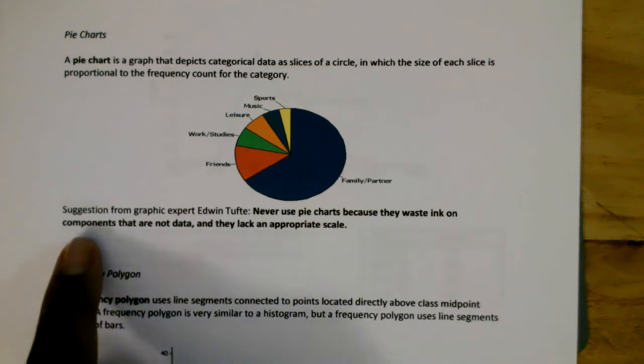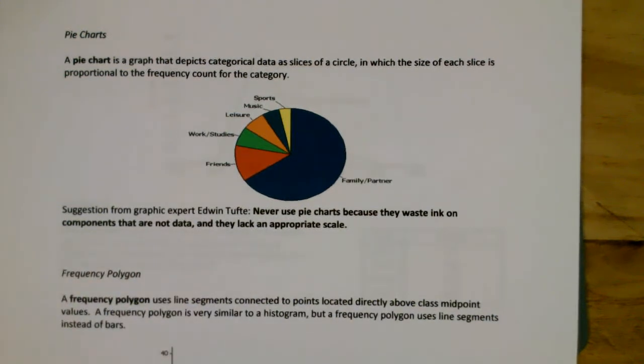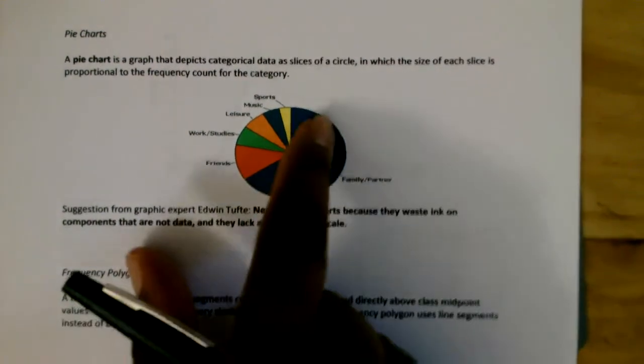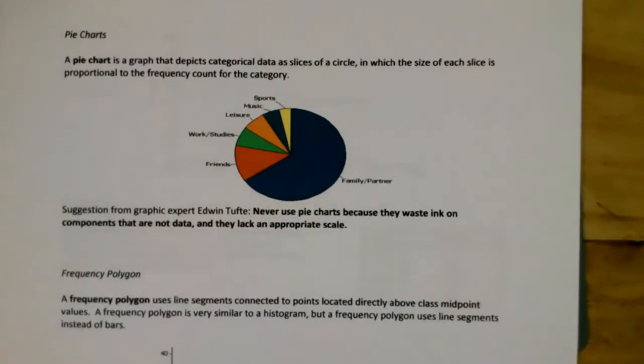Okay. And here, one suggestion from a graphic expert: never use pie charts because they waste ink on components that are not data and they lack an appropriate scale. So you can see here when I printed this off, I used up a lot of ink on this piece of the pie. So that's why it's important that you never use a pie chart, because of how much ink it's going to take.